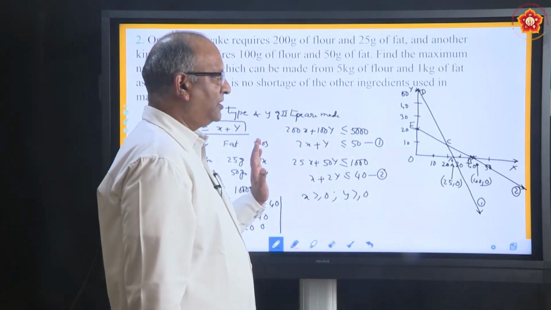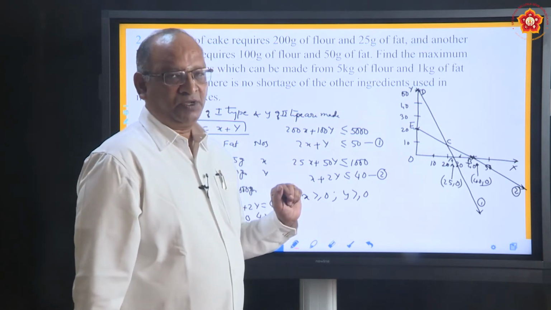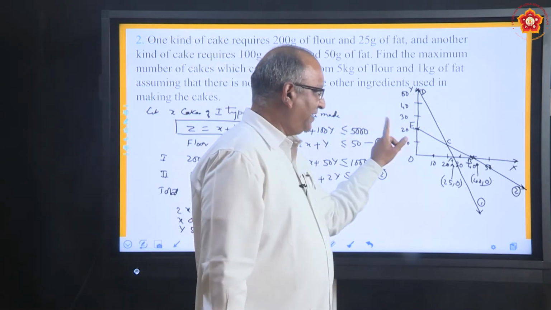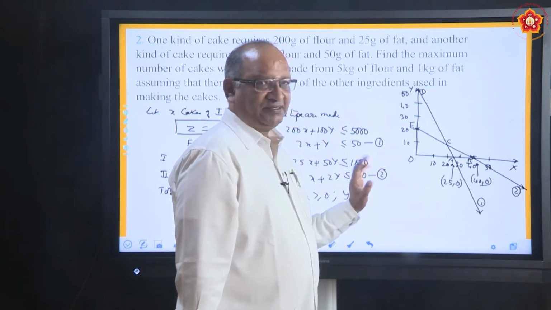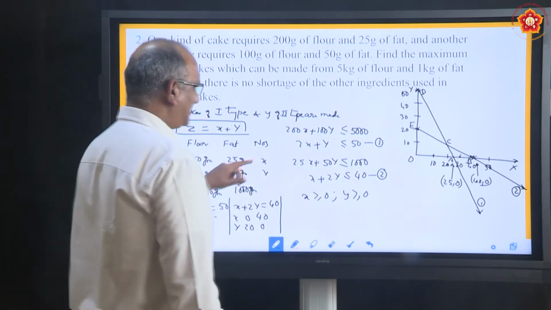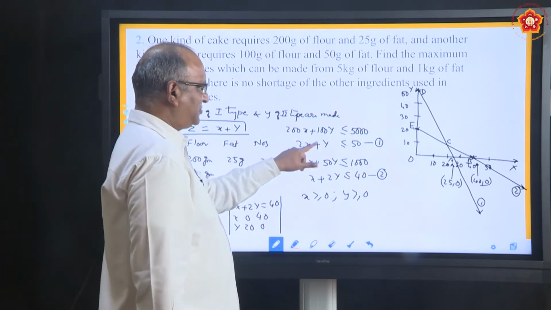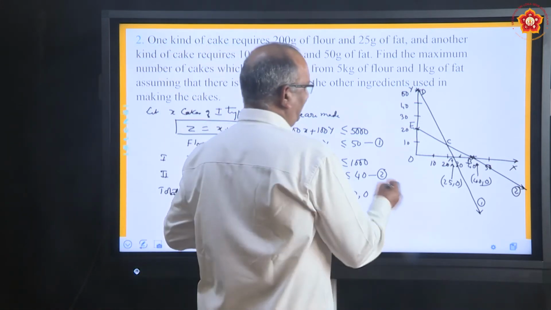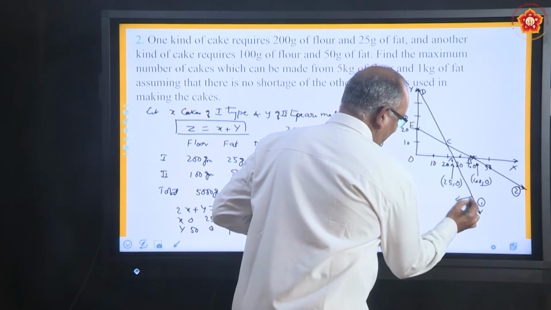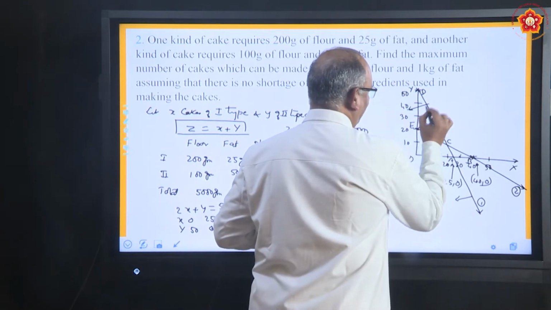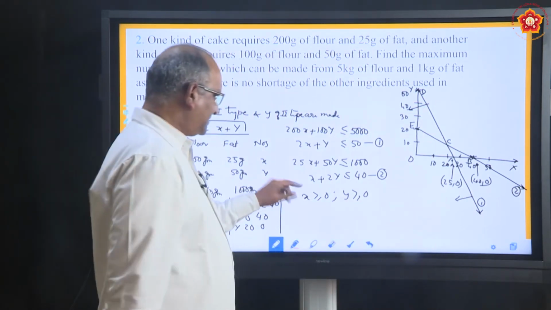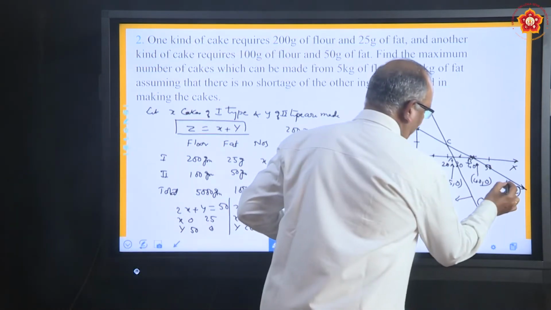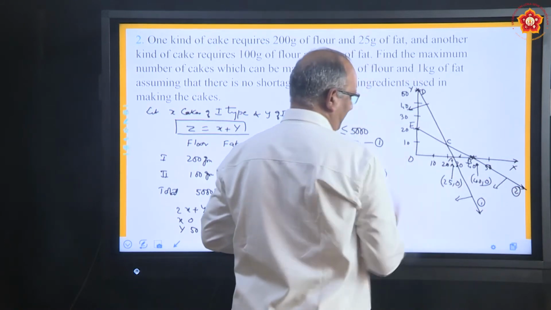Now, how to go about? We go for shading. Okay. How do you decide that? If these are the lines 1 and 2, take a point like origin, substitute in the inequation. What is the first inequation? This one, 0 plus 0 is less than or equal to 50. True. So, for the first equation, we have to shade the inside part. Okay. Come to the second one, substitute same 0, 0, that is also satisfied. So, we have to shade this also inside part.